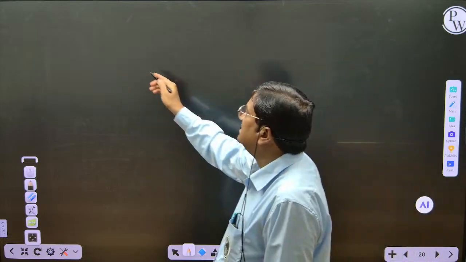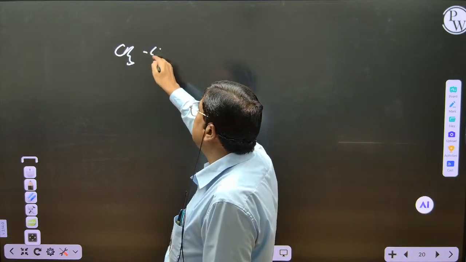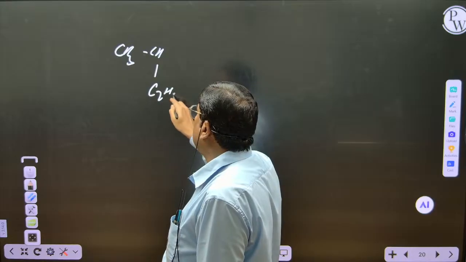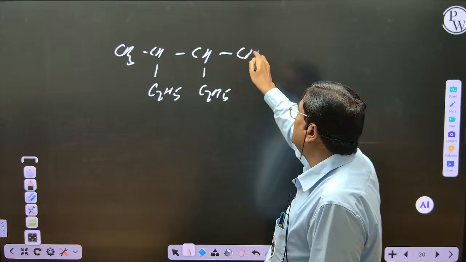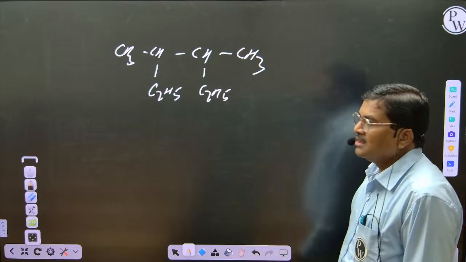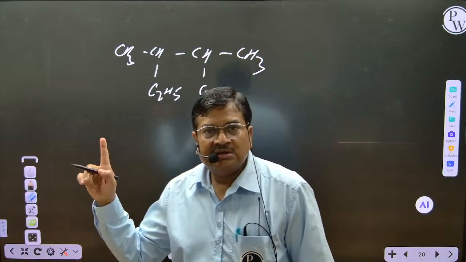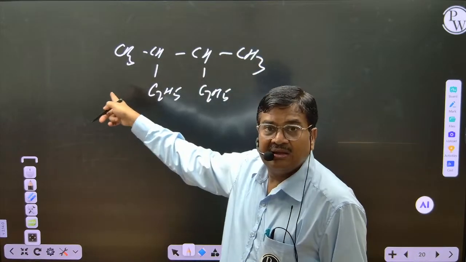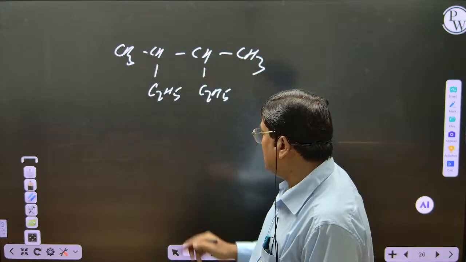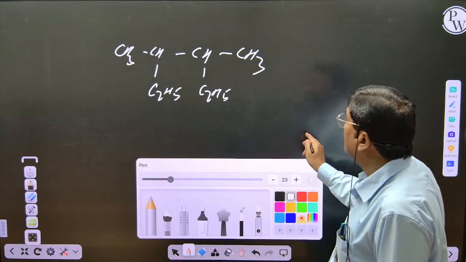Tell me the name for this. CH3CH, C2H5, CH, C2H5, CH3. Write the IUPAC name for this. Previously I wrote the bond line, no? Bond line means we are not showing carbon. Now I have shown you the complete structure. Can you give the IUPAC name for this?